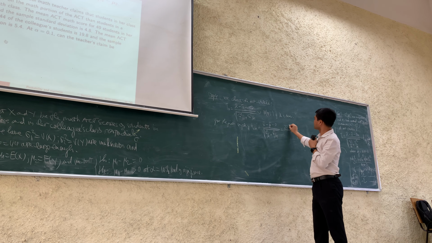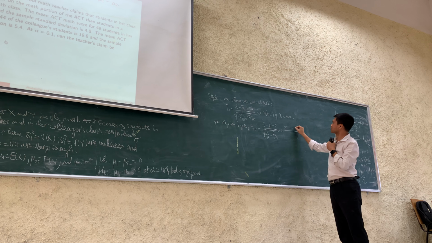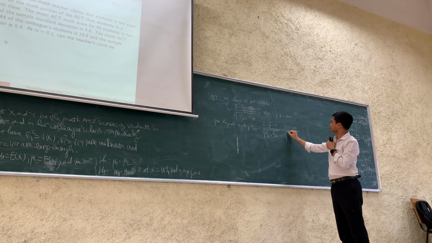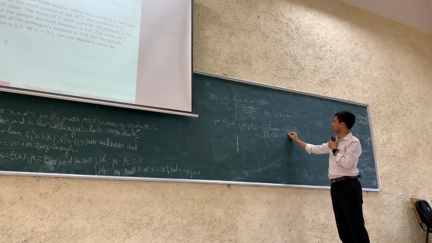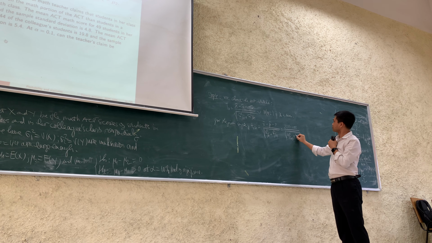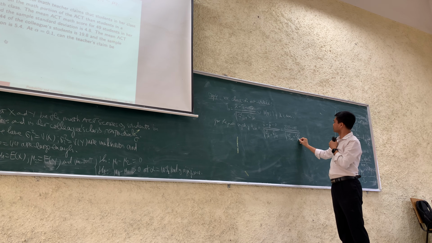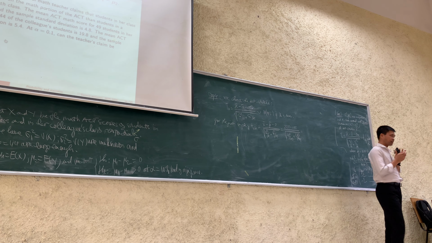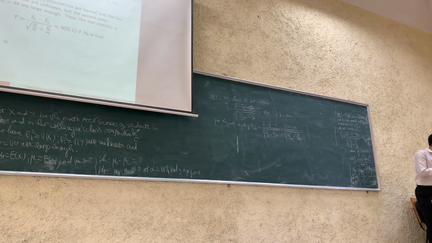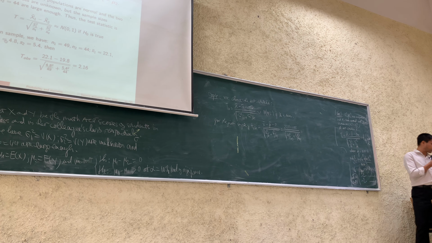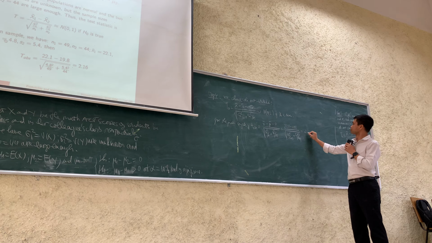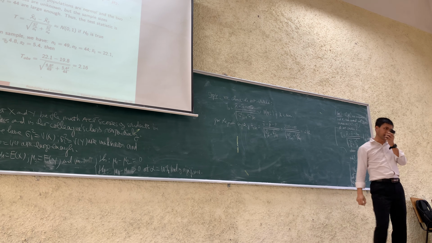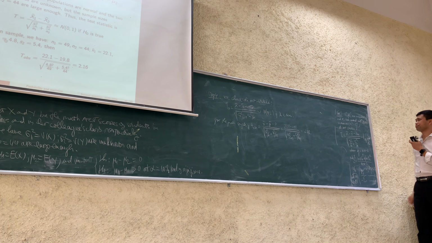X bar is 22.1, y bar is 19.8, s1 squared is 4.8 squared over 49, plus 5.4 squared over 44. Okay. And we compute this value. This value is 2.60. 2.60. Okay.